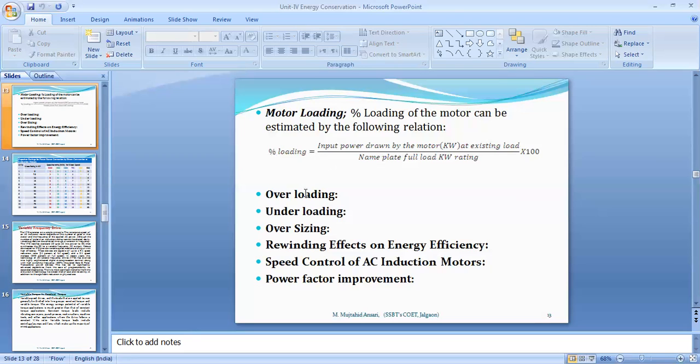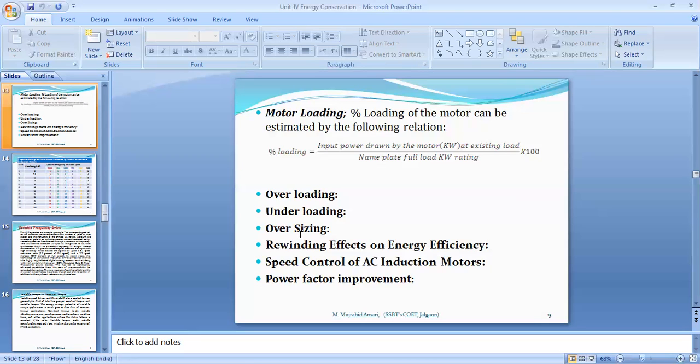So from delta to star connection, the loading of the motor can be increased, or we can say the working efficiency of the three phase induction motor can be increased. So without any investment, we can do this. Second is underloading. So we can calculate underloading and oversizing.